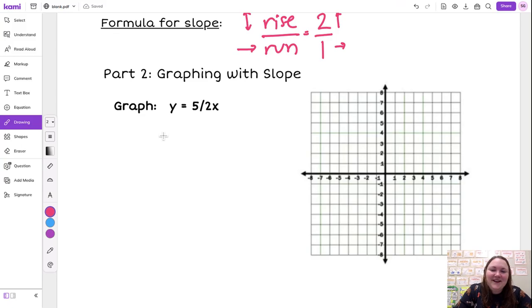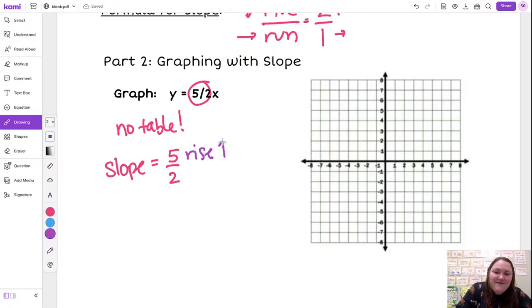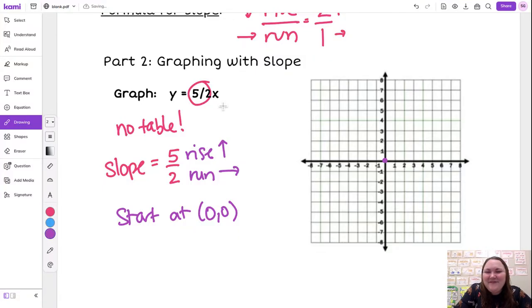So what we're going to do here, instead of graphing with a table, we're going to do no table. We are just going to use slope. So for this equation, what is our slope? Well, slope is 5/2. That means our line is going to rise 5. It's going to go up 5 boxes and run 2. It's going to go over 2 boxes. We need to start at 0, 0. Every graph in today's lesson is going to start at 0, 0, because if I multiply 5/2 by 0, it equals 0. So that's that 0, 0 point.